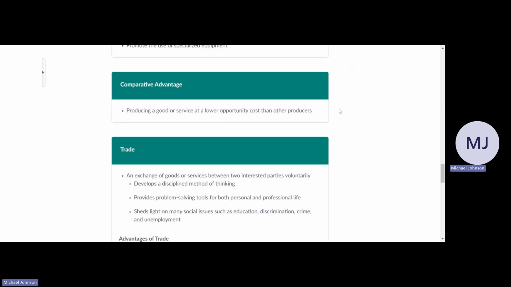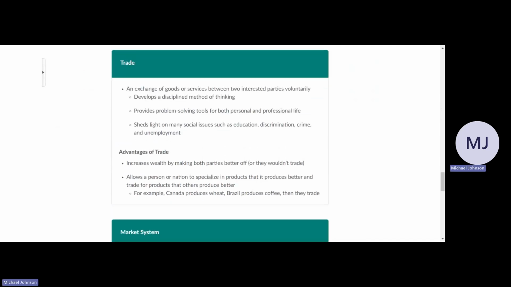Comparative advantage: producing a good or service at a lower opportunity cost than other producers. Trade is a voluntary exchange of goods or services between two interested parties. Advantage of trade: it increases wealth by making both parties better off, or they wouldn't trade. It allows a person or nation to specialize in products that it produces better and trade for products that others produce better. For example, Canada produces wheat, Brazil produces coffee, then they trade. So that's specialization. Canada specializes in wheat production, Brazil specializes in coffee production, and then they trade.